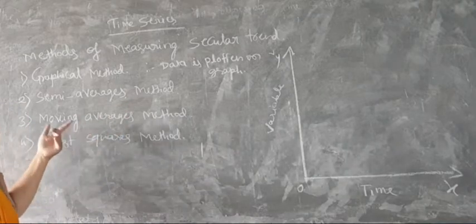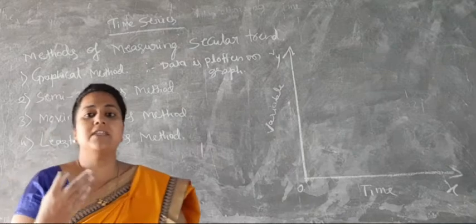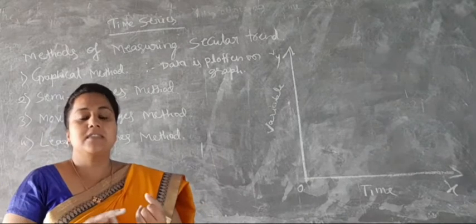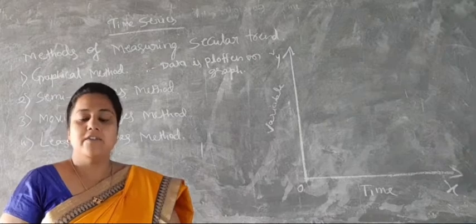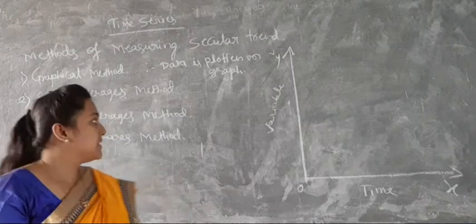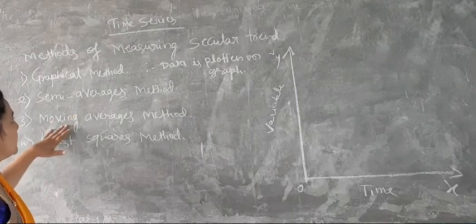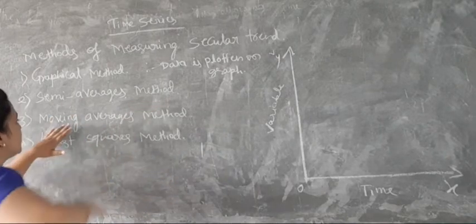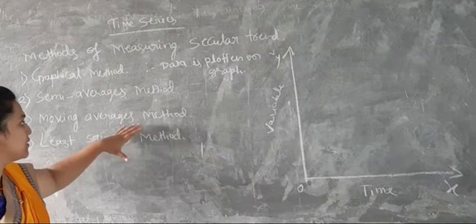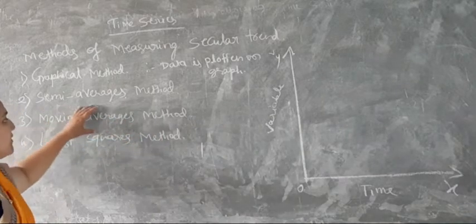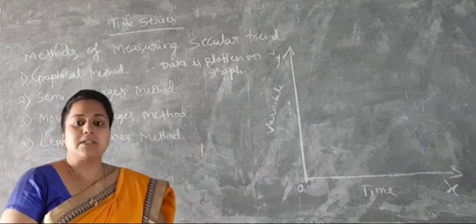So the third one is the moving average method. In the moving average method we have three moving averages: 3 years moving average, 4 years moving average, and 5 years moving average. This is a very important measure to calculate the secular trend. Based on this moving average we will get questions for 5 marks.